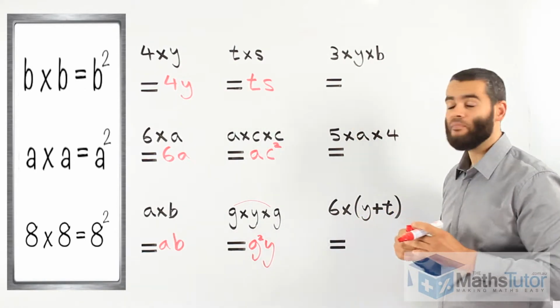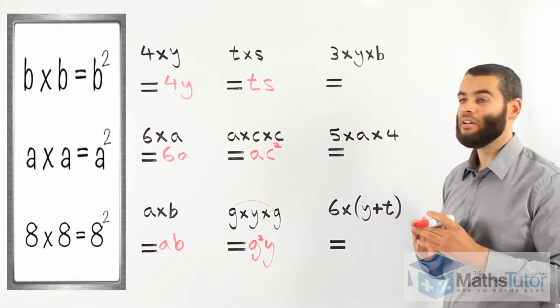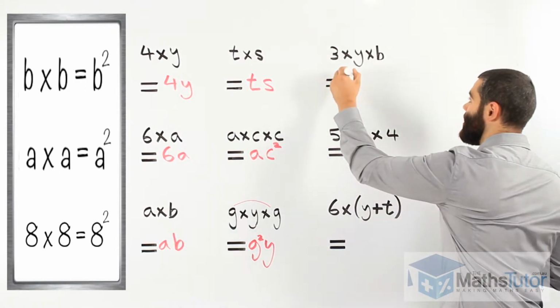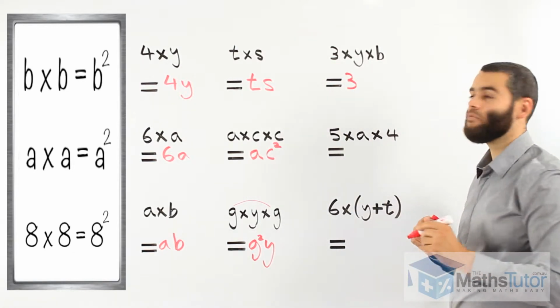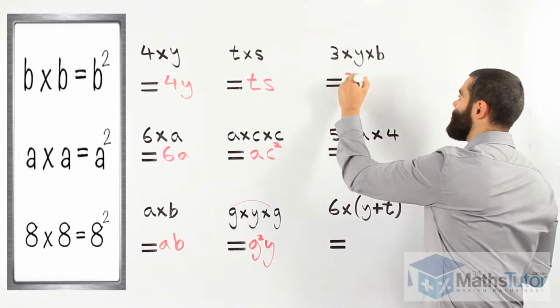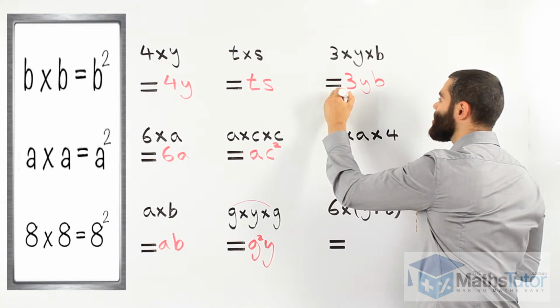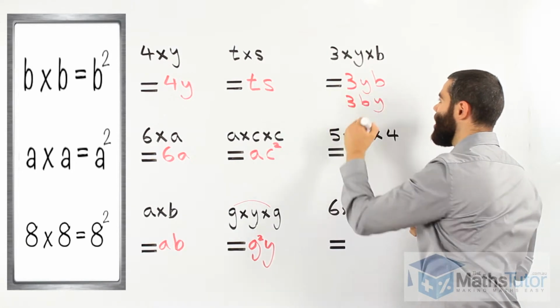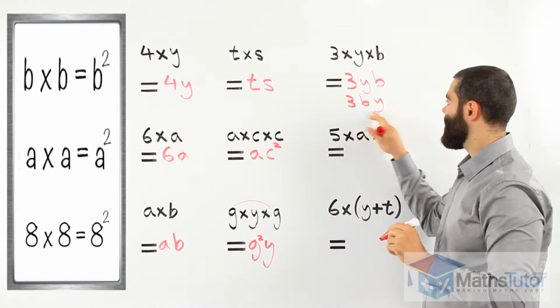This example here, 3 times Y times B. We always write the numerals first, the numbers first, and 3 times Y times B, we can write it as 3YB, or we can even write it as 3BY. Again, the order does not matter. It's best to write it in alphabetical format.